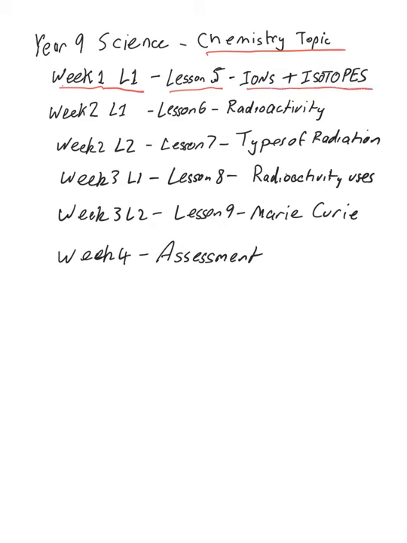And this week, our first lesson, so it's week 2, lesson 1, and we're looking at lesson 6 of the actual chemistry topic, and that was on radioactivity, which you did early this week. Okay, and today's lesson, it's still week 2, it's the second lesson of the week, and it's the 7th lesson of the chemistry topic, and that is on types of radiation.